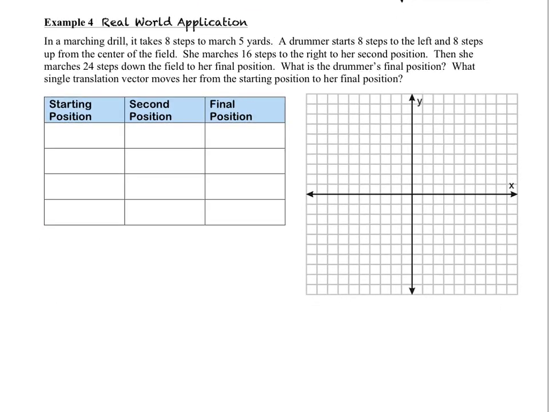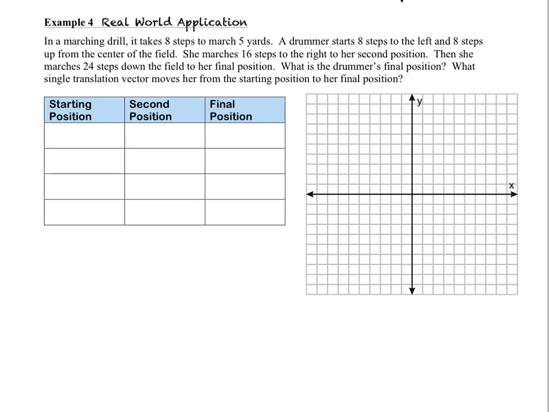It's a kind of real-world application. We can identify with the marching around. So in a marching drill, it takes 8 steps to march 5 yards. A drummer starts 8 steps to the left and 8 steps up from the center of the field. She marches 16 steps to the right to her second position. Then she marches 24 steps down the field to her final position. What is the drummer's final position, and what single translation vector moves her from the starting position to the final position?